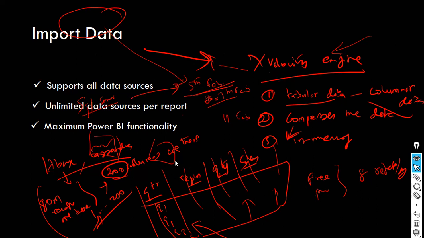When it comes to file size, each file should be less than or equal to 1 GB. If it is greater than 1 GB, you cannot use it. This is the file size limit, in the case of pro license and free license.